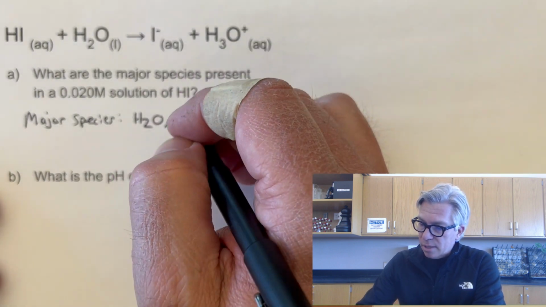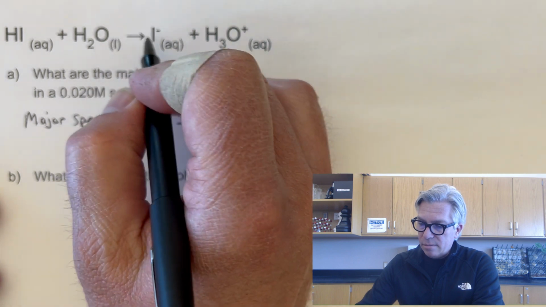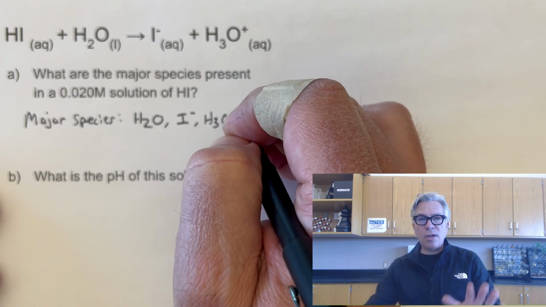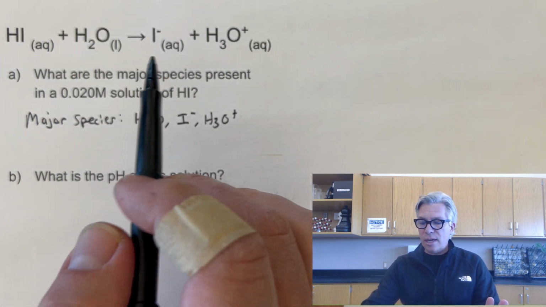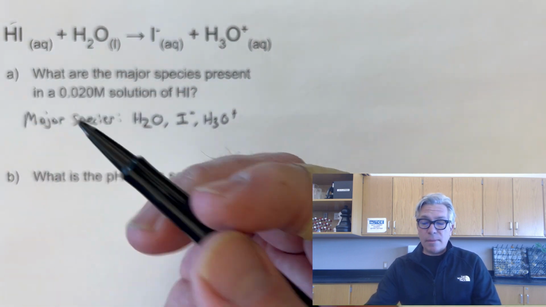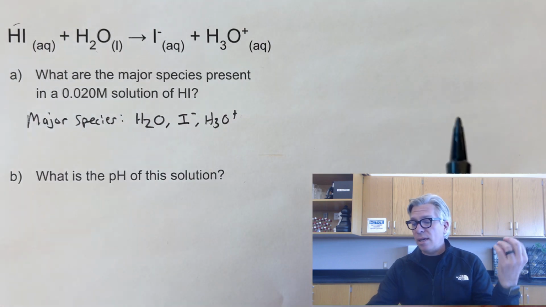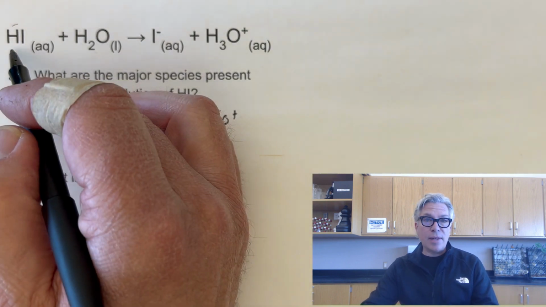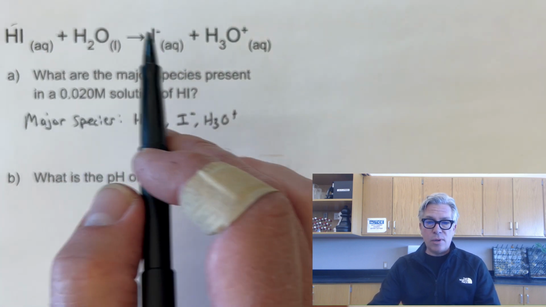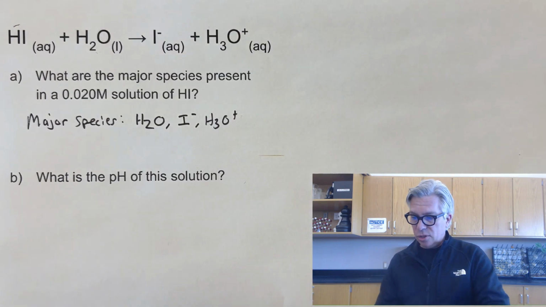I'm going to include the fact that there's iodide ion in there because this is a single arrow. And I'm going to include hydronium. But for a strong acid or a strong base, you should never include this guy, the HI, because there really is none of that. I mean, it's there in the equation, but as soon as it hits the solution, it's dissociated, and there really is essentially zero of that in there. So that's not a major player at all. The only major species are the water and then the two ions that it produces.